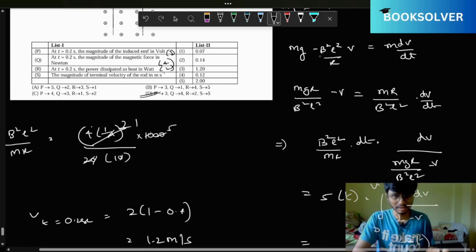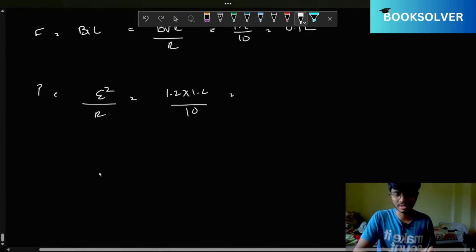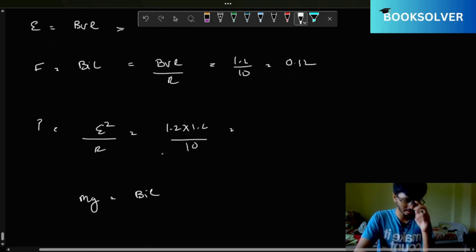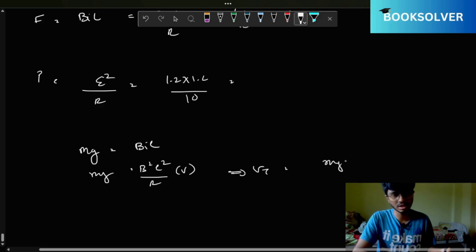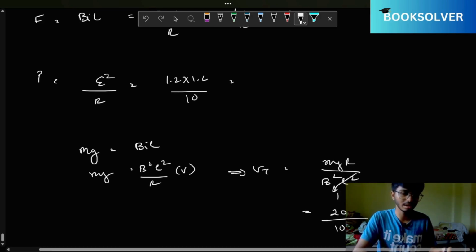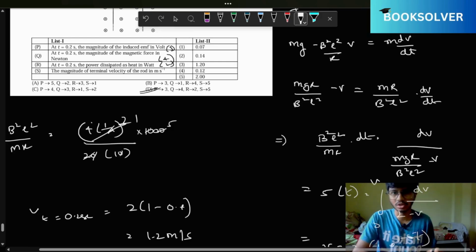And the magnitude of terminal velocity is basically when mg is equal to BIL. That is when we'll have the terminal velocity: B square L square by R into v is equal to mg. So we have v terminal equal to mgR by B square L square. This is equal to 1. m is 20 grams, 20 by 1000, into g is 10, and R is 10, so this thing is equal to 2. You have 2 as your terminal velocity, which is option 5. So option D is the right answer to this question.